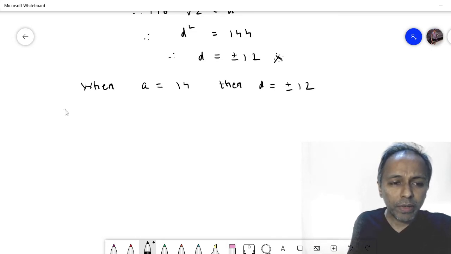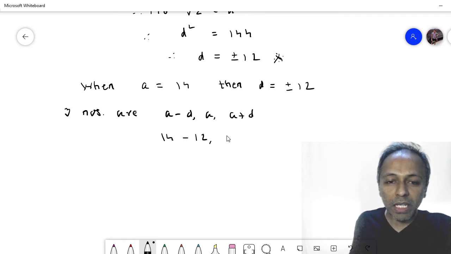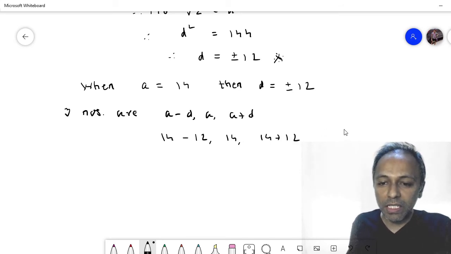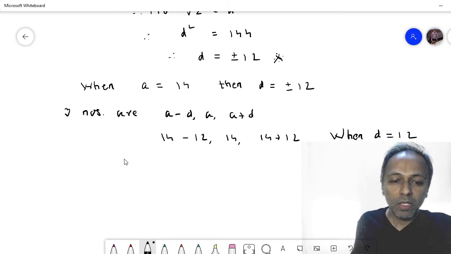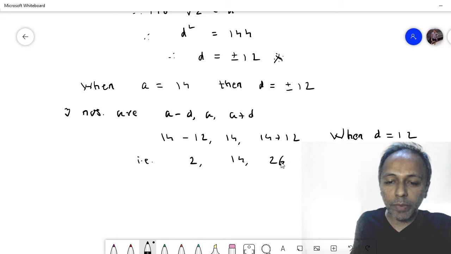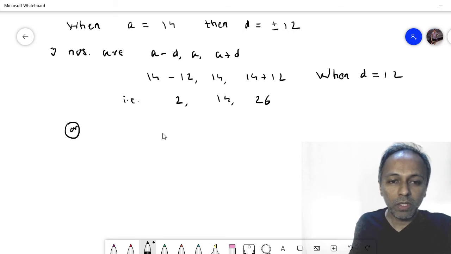We can write three numbers are A minus D, A and A plus D. So it is 14 minus, let's take 12 for D. A is 14 and this is 14 plus 12 again. So this is the case when you are taking D as 12. So three numbers become 2, 14 and 26. Other possibility for three numbers was 14 minus of minus 12.